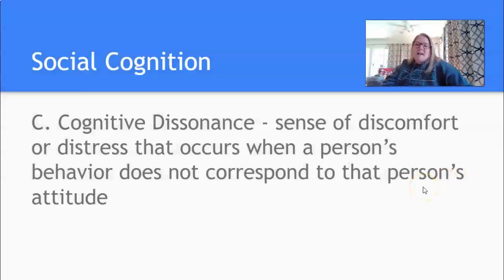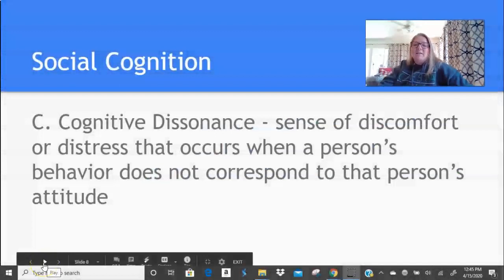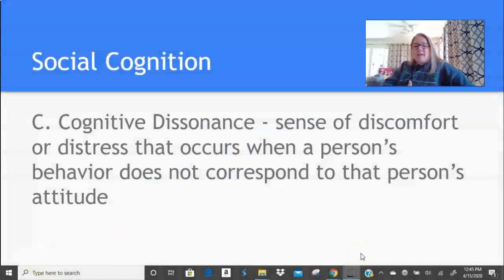Okay, this is actually one of my favorite concepts, and that is cognitive dissonance. By the way, cognitive dissonance is your incentive word for the week. So what is it? Cognitive dissonance. Yes, that is your incentive word. Don't forget it. Okay, so let's go back to this. It is a sense of discomfort or distress that occurs when a person's behavior does not correspond to that person's attitude.